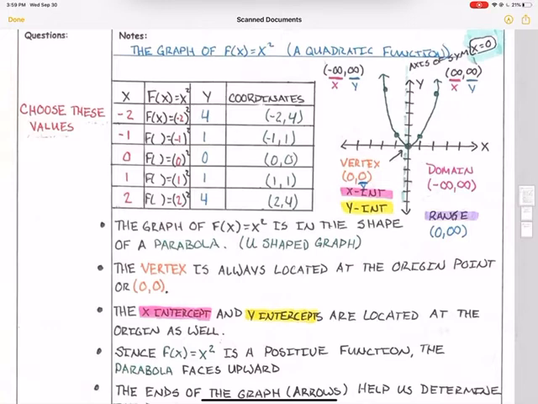which is what I have here. It's what the table is for, it's what the graph is for. The graph of f of x equals x squared is the most basic quadratic function. It creates a parabola, which is a U-shaped graph. The vertex is always located at the origin, or 0, 0. The x and y intercepts are also located at the origin. Since f of x squared is a positive function, the parabola faces upward, meaning the U-shape faces up.